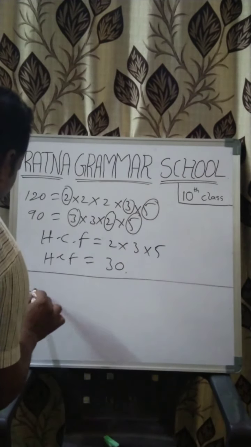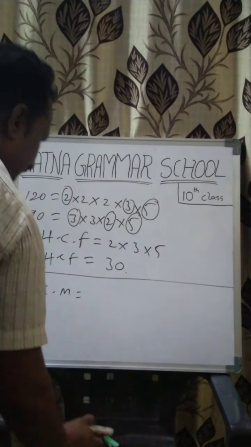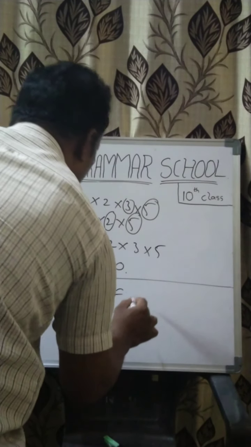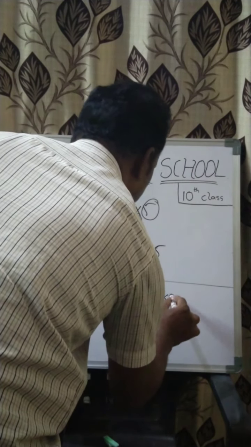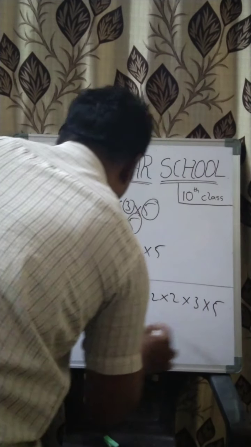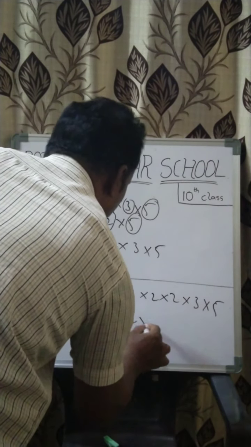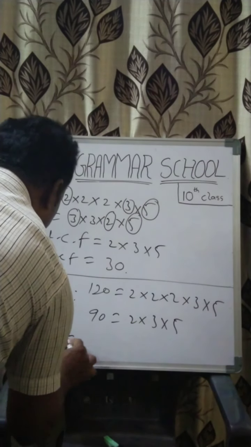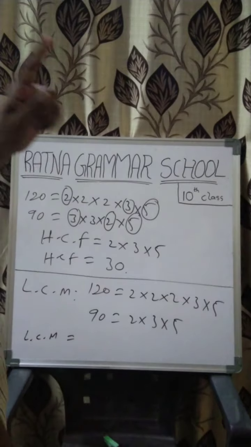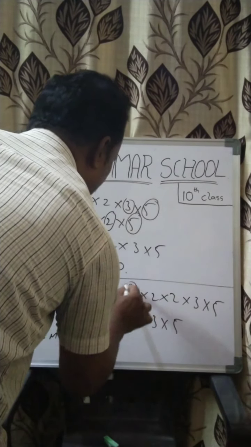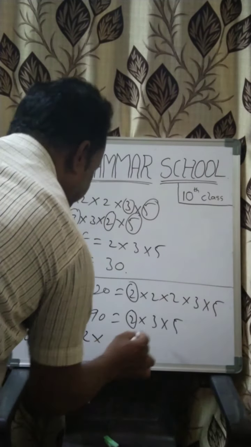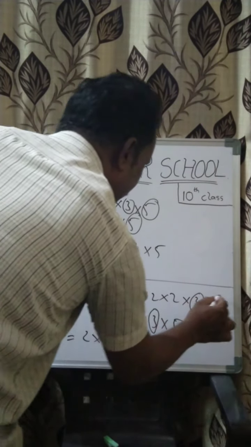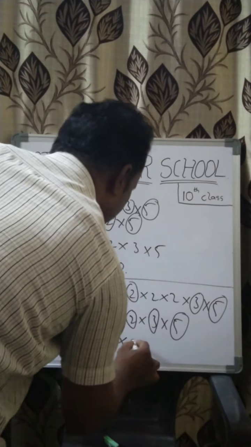And you can also find the LCM, the least common multiple. See, 120 equals 2 into 2 into 2 into 3 into 5. 90 equals 2 into 3 into 3 into 5. Here for the LCM, write the common numbers only one time. What is common here? 2 is common, only one time. 3 is common, only one time. 5 is common, only one time.